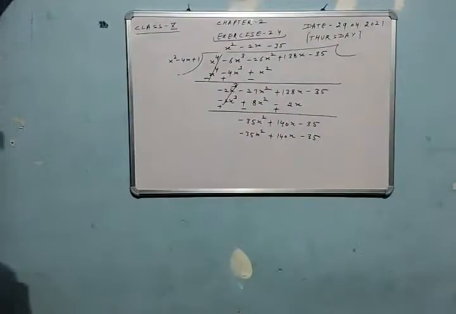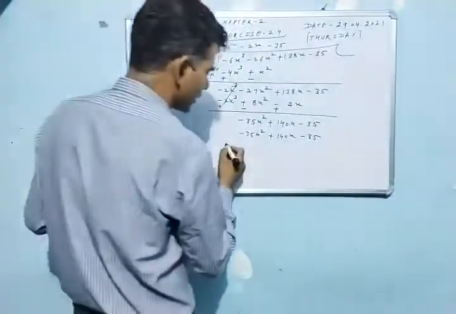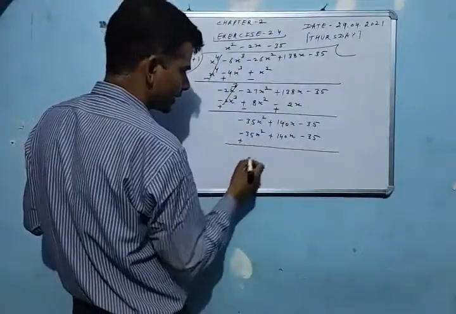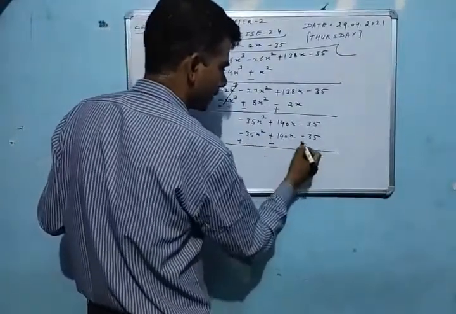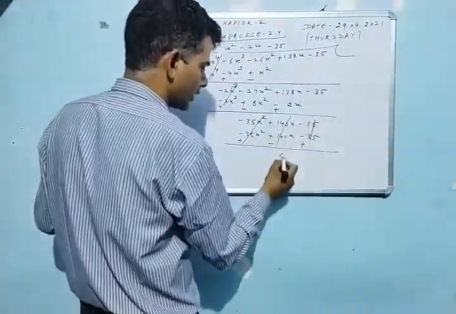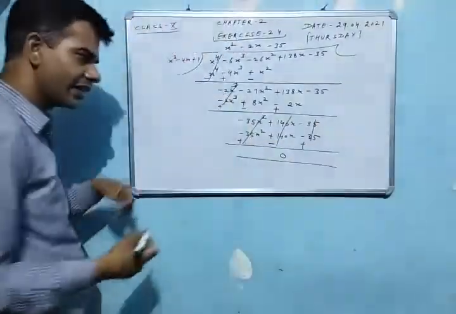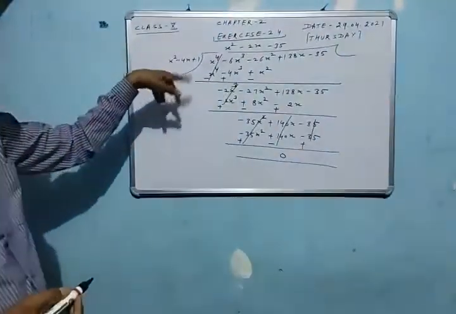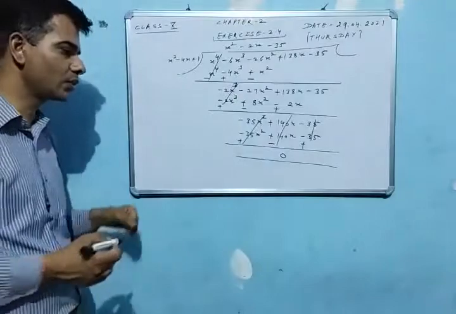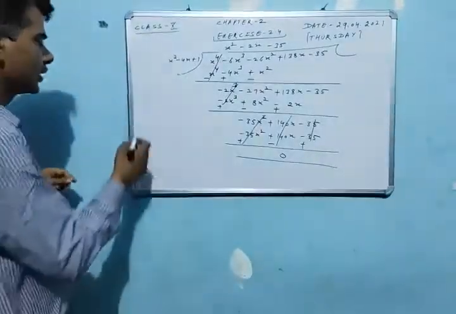Now students, subtraction sign will be changed, that is minus sign change into plus sign, plus sign change into minus sign, cancel out, remainder is 0. Why remainder is 0? Because x square minus 4x plus 1 is a factor of p of x, so remainder is equal to 0.